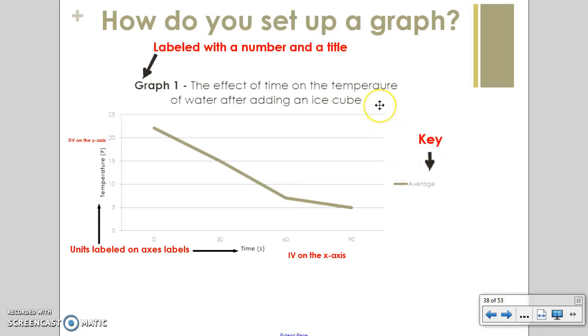For this experiment, the effect of time on temperature of water after adding an ice cube, the author decided that the information that needed to be conveyed was only the average of all of their data that they may have collected. And so they showed in this picture how the water changed in temperature on average over the course of 90 seconds while running their experiment.